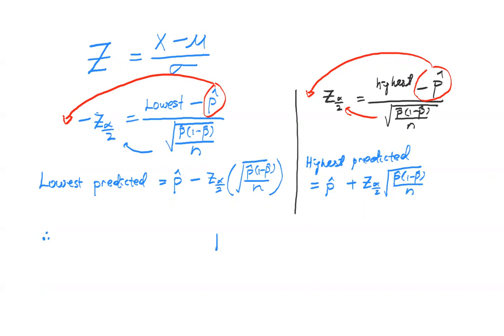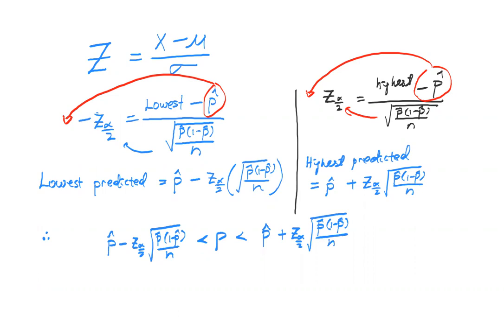Yep. Okay. So therefore, the population proportion predicted, the lowest is the point estimator P hat take away Z alpha over 2 square root of P hat 1 minus P hat over N. And the highest is point estimator P hat plus Z alpha over 2 square root of P hat 1 minus P hat over N. Clear?